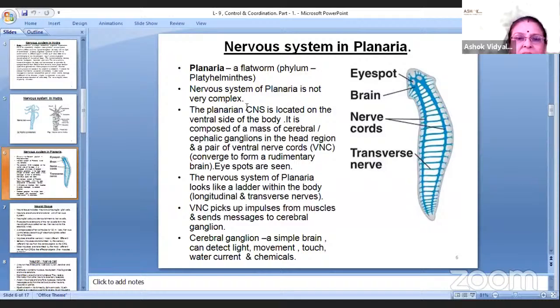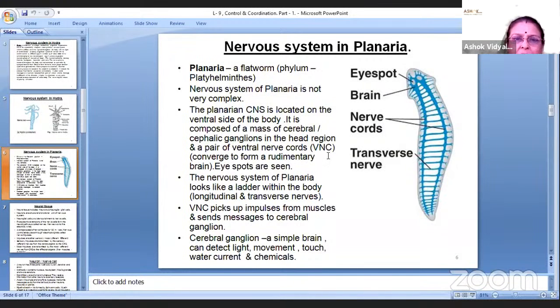Statement form. The nervous system of planaria is not very complex. The planarian CNS, that is central nervous system, is located on the ventral side of the body. It is composed of a mass of cerebral or cephalic ganglia in the head region. See here, this part, right? And a pair of ventral nerve cords, abbreviated as VNC. These nerve cords converge to form a rudimentary brain. See this part over here. Eye spots are also seen. Further, the nervous system of planaria looks like a ladder within the body. See, these are the longitudinal nerves and these are the transverse nerves. So it looks like a ladder or a staircase.